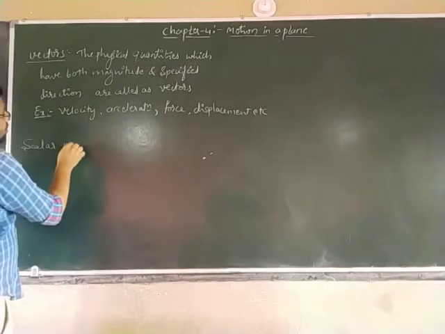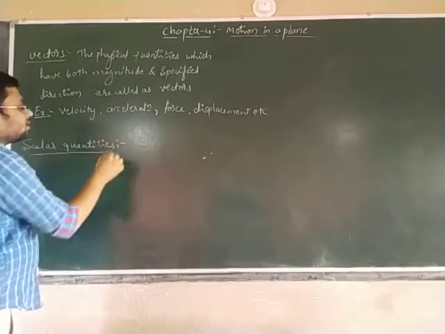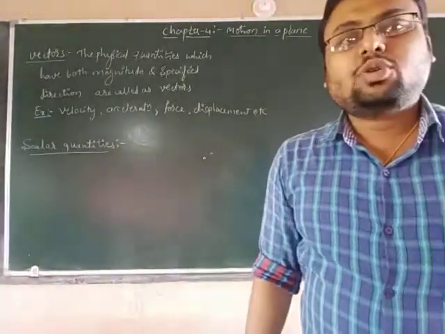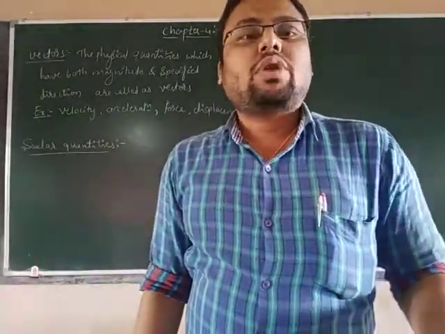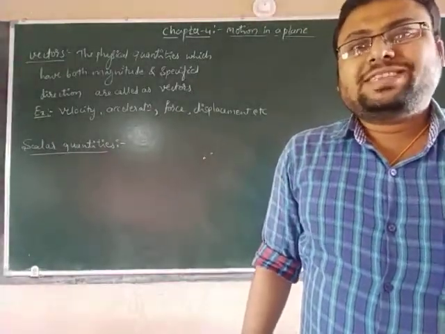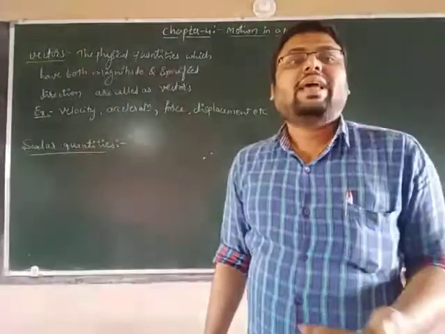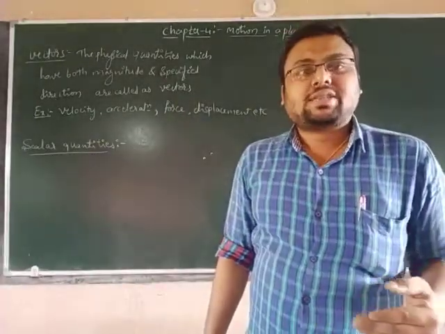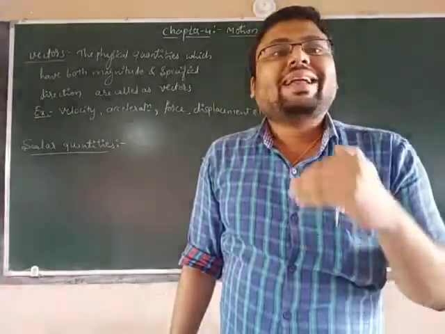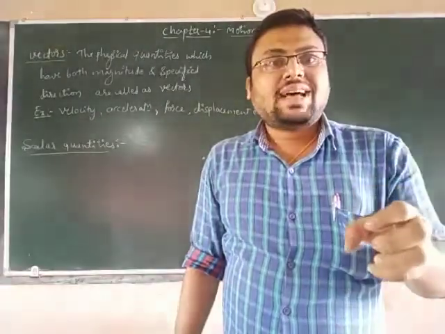And next one is the scalar quantities. What do we mean by scalar quantities? The physical quantities which have only magnitude but no direction. They do not speak about direction, so they are called scalar quantities because they don't have any specified direction. They have only magnitude. For example, mass. Mass is a physical quantity having magnitude, but it doesn't indicate any direction. In which direction is the mass acting? No, we can't say. So mass is a scalar quantity.